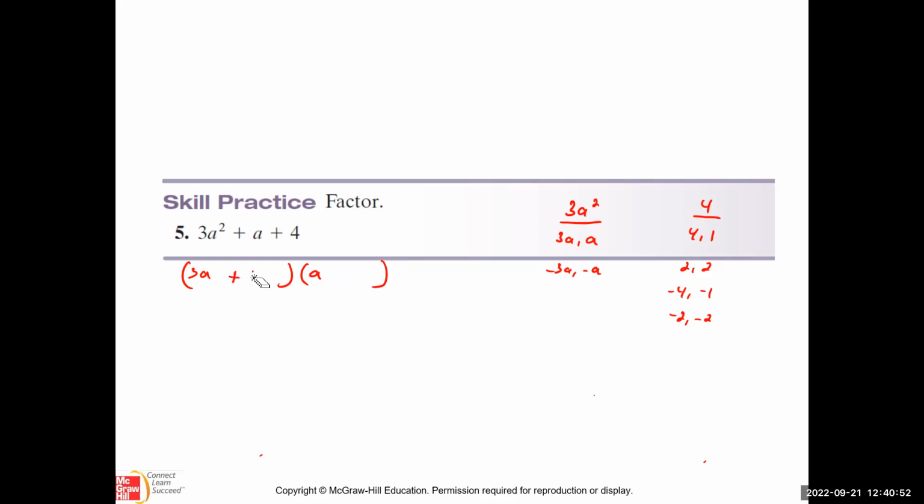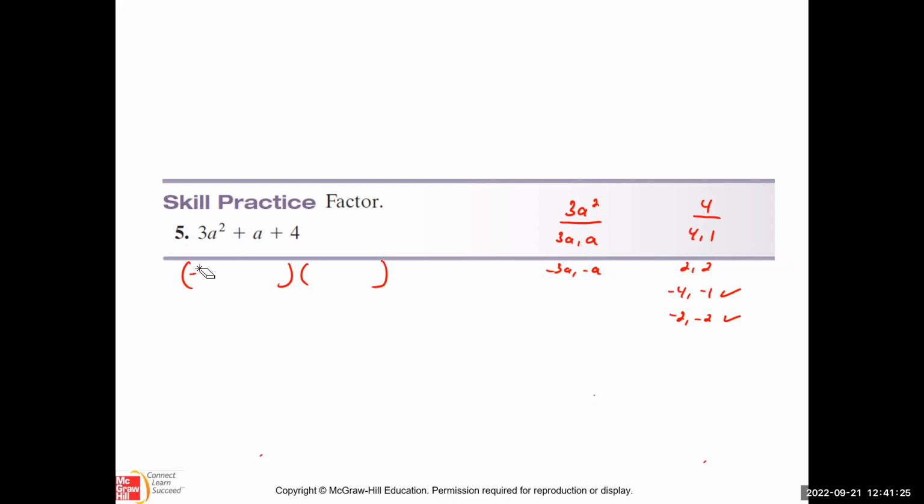So I'm going to do the positive 2 and the positive 2. Again, the first term is easy, because I already know that one. So that's going to be 6a and then 2a. That's not going to give me the a that I need. If I try the negative, the middle term is going to be negative, but the middle term is positive. So I tried the 4 and the 1, the 2 and the 2, and essentially neither one of those works.